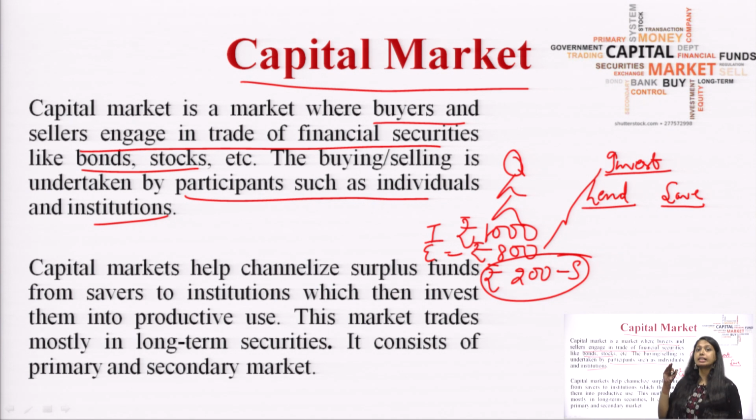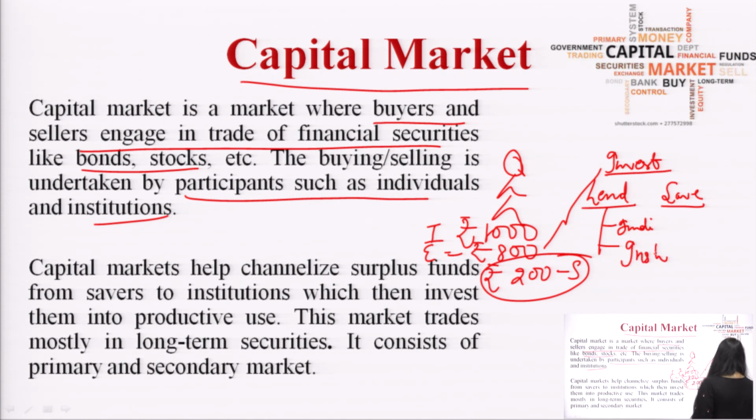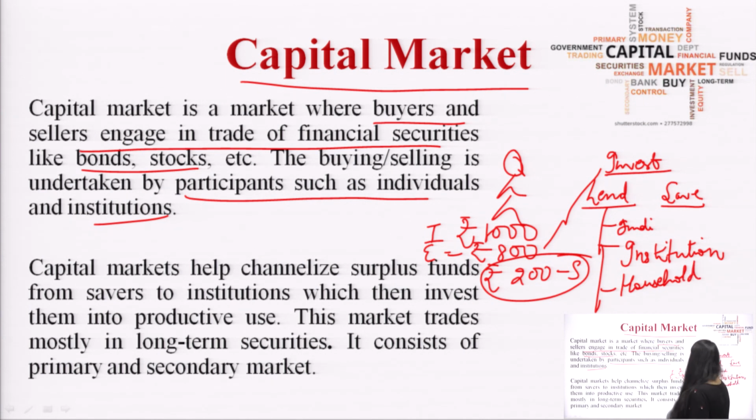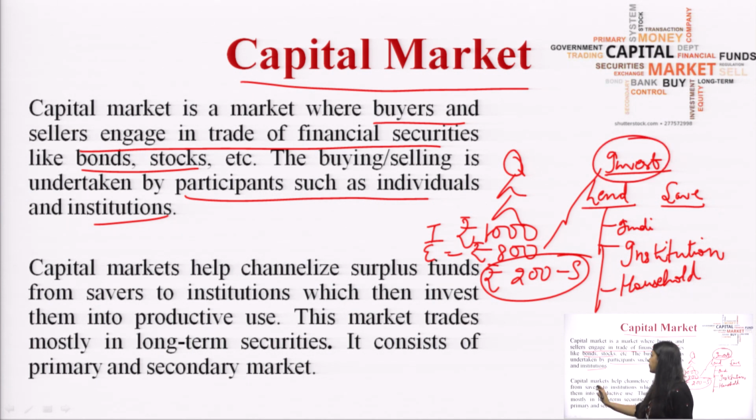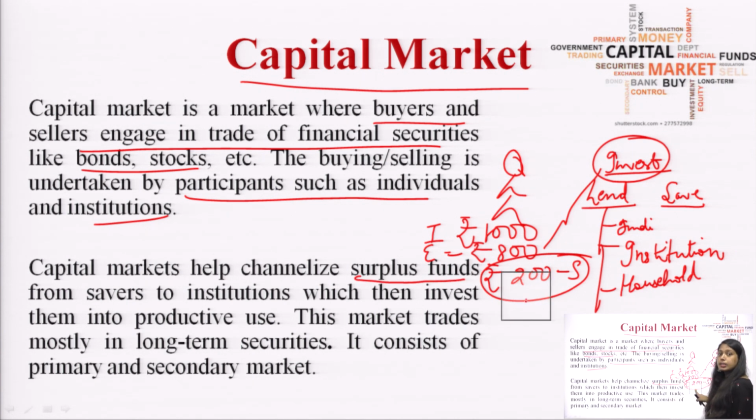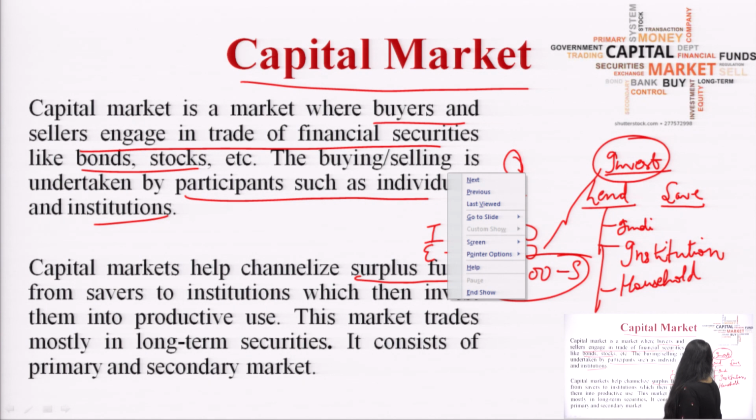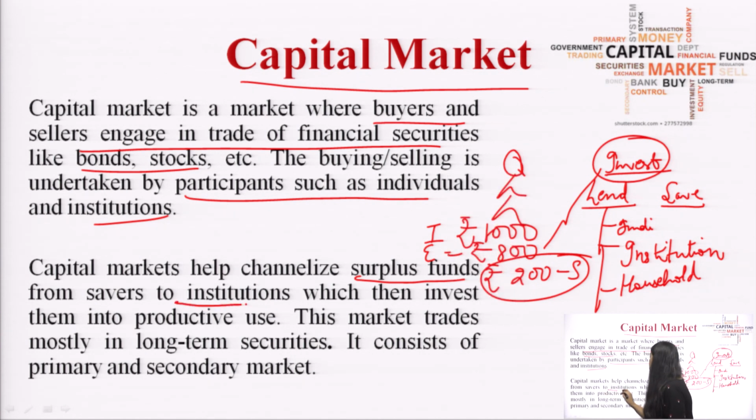When this person is lending this money to anybody, anybody could be an individual, it could be an institution, it could be any household. So now what is happening? This person who is saving money is actually giving it to somebody who is in need of money. So capital market helps channelize your surplus funds. This 200 is your surplus fund which is being channelized now to whom? To the institutions which then invest them into productive use.